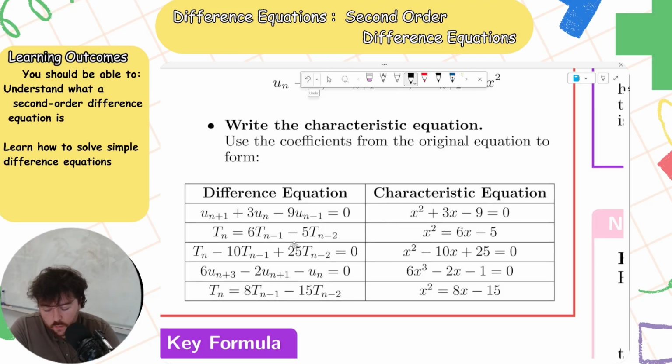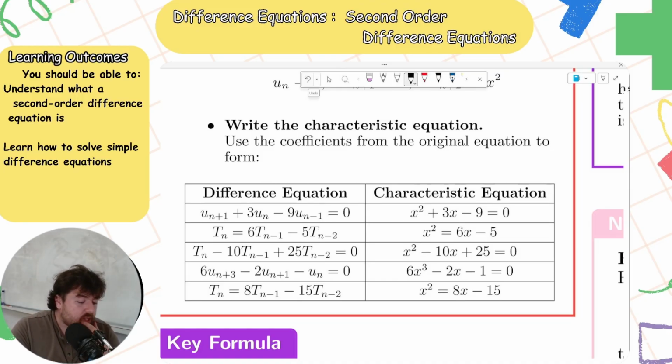This one here would be x squared equals 6x minus 5, right? I'm decreasing in powers of x when I'm going down term values. This one here will be x squared minus 10x plus 25. This one here would be 6x squared minus 2x minus 1 equals 0. And this one here, x squared equals 8x minus 15. These are known as characteristic equations.